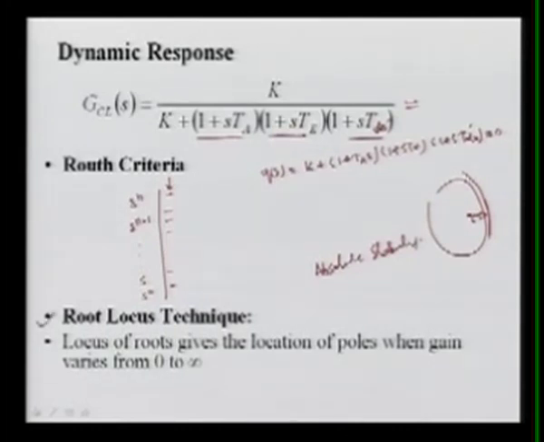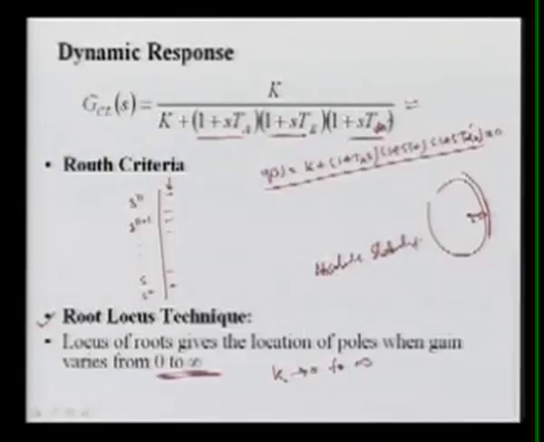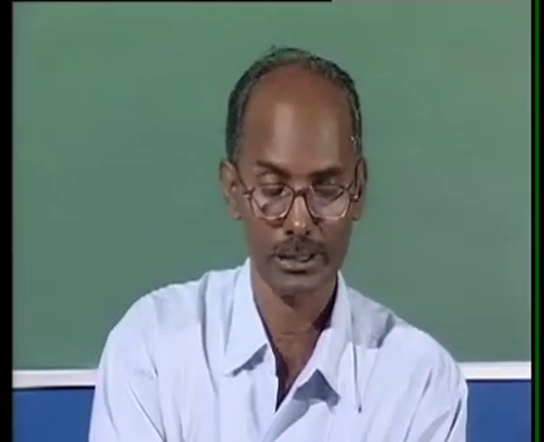The root locus technique is nothing but the locus of roots, which gives the location of poles when the gain varies from 0 to infinite. Here, if k changes from 0 to infinite, how do the roots vary? Because k is varying, the roots of this characteristic equation will change. Normally here a third order system is there, so s cube will appear in this case.